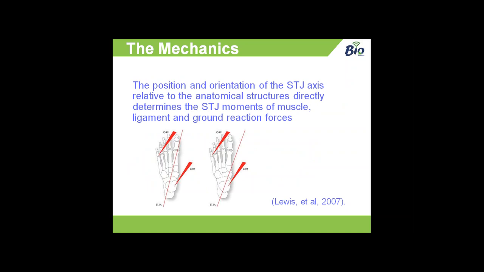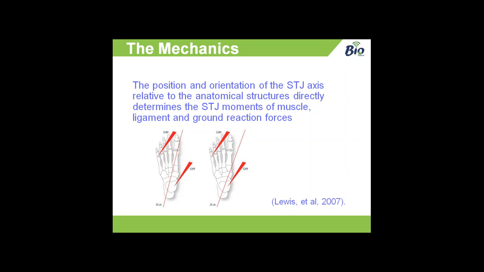Right. Now this is another factor which is definitely worth mentioning. It's the position of the subtalar joint axis. So if you look at the picture there, the one on the left-hand side shows a normalish axis, the one on the right shows a medially deviated axis. Now if your patient has a medially deviated axis, the tib post will have to work a lot harder to prevent the foot from excessively pronating, and that's because the lever arm is shorter.